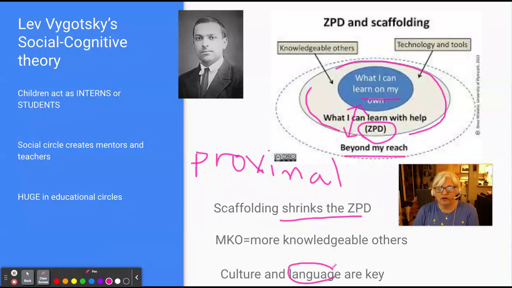Language for Vygotsky was key. So understanding language and culture, all of those come together to build that cognitive development. I think that is it for this.